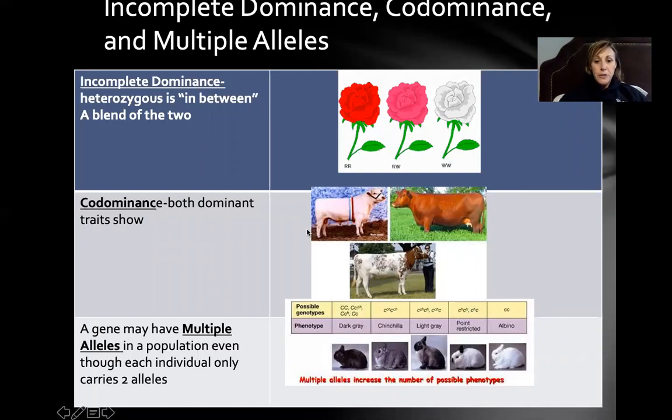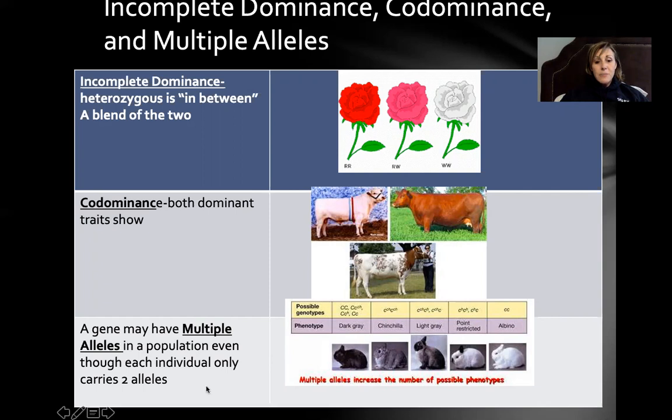Codominants show both dominant traits. So here you have a white bull and a red cow. And say if they had offspring, if the white bull gave his white fur allele and the red cow gave her red fur allele, if they had a baby, it would be called a roan cow. And if you could see, there's both red and white. They're not a mix or a blend, but they have both showing.